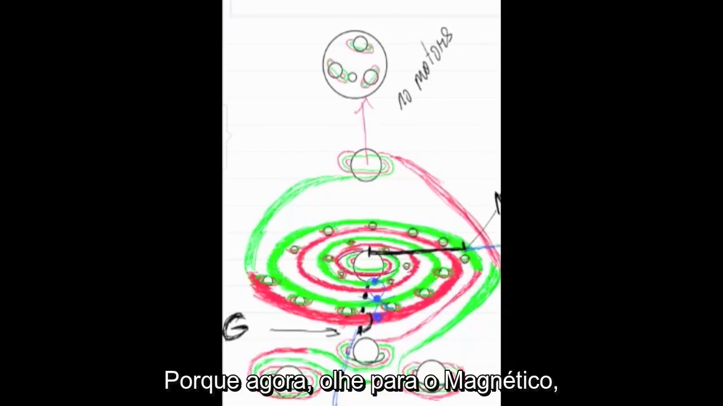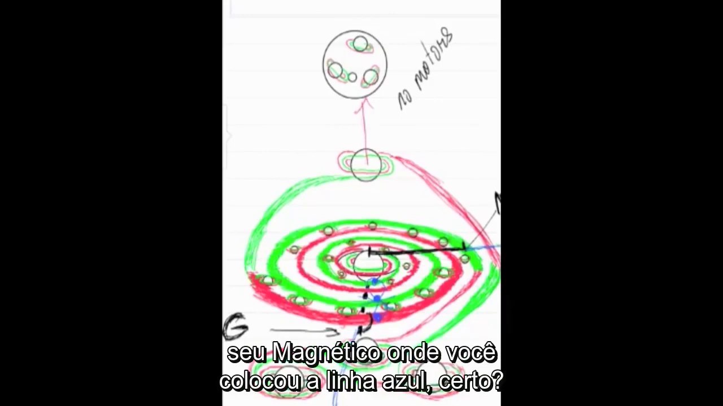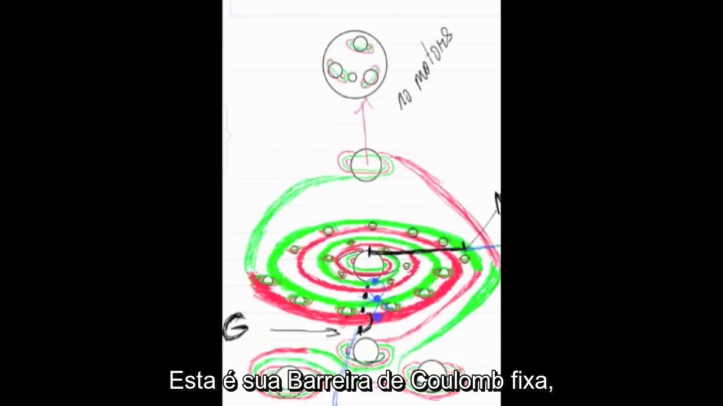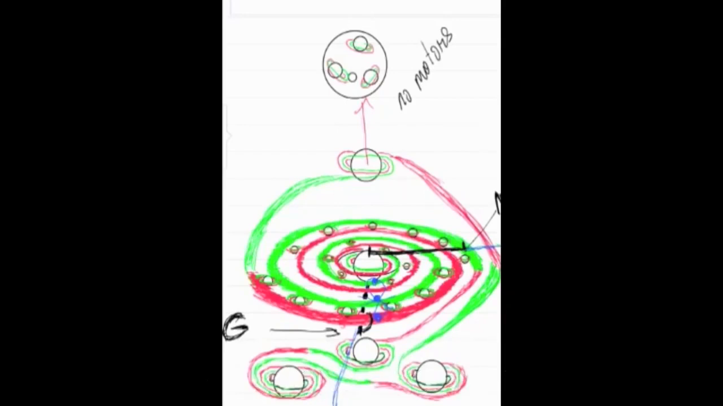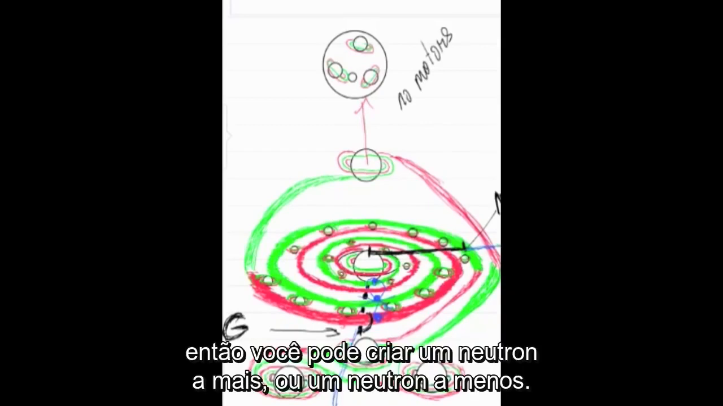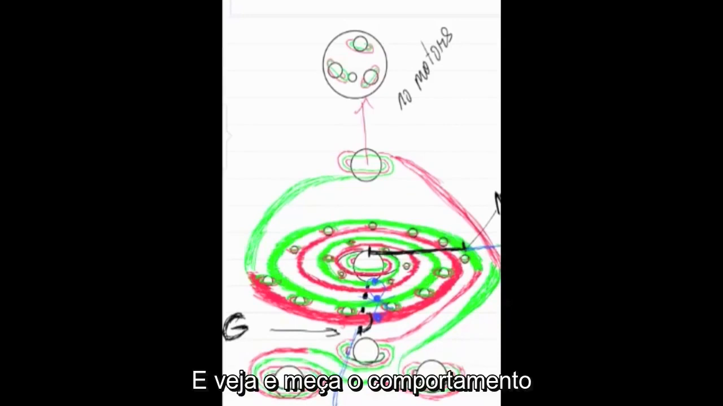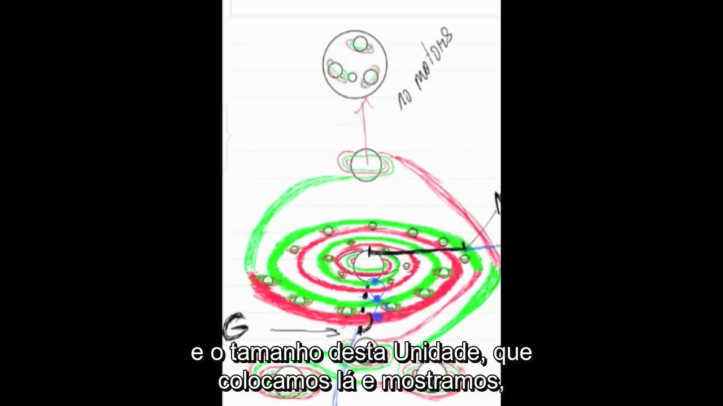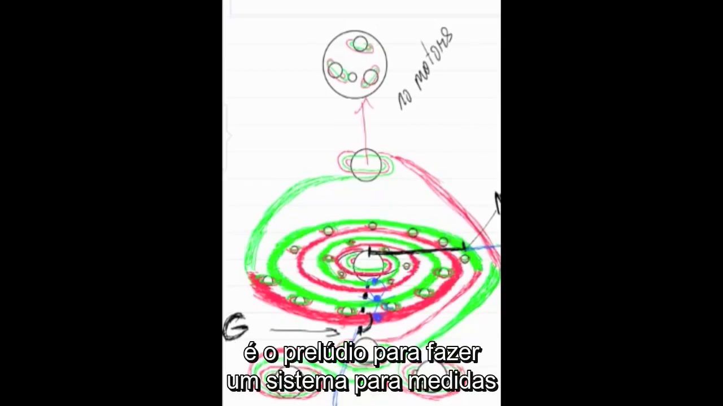Because now, look at the magnetical. Your magnetical, where you put a blue line, yeah? This is your fixed, what we call Coulomb's barrier for energy of the matter, yeah? And then as you change the gravitational, your other blue dots where you just made a loop up and down, then you can create like one neutron more, one electron, one neutron less, and see and measure the behavior and the size of this unit which you put there.